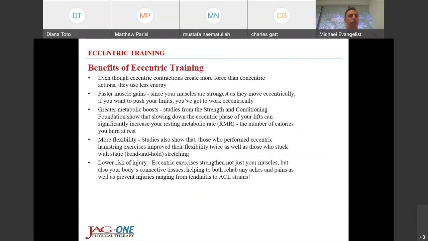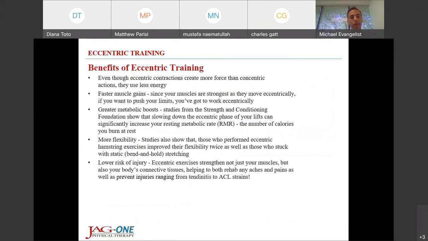Okay. Benefits of eccentric training. Even though eccentric contractions create more force than concentric actions, they use less energy. Faster muscle gains, since your muscles are strongest as they move eccentrically. If you want to push your limits, you have to work eccentrically.